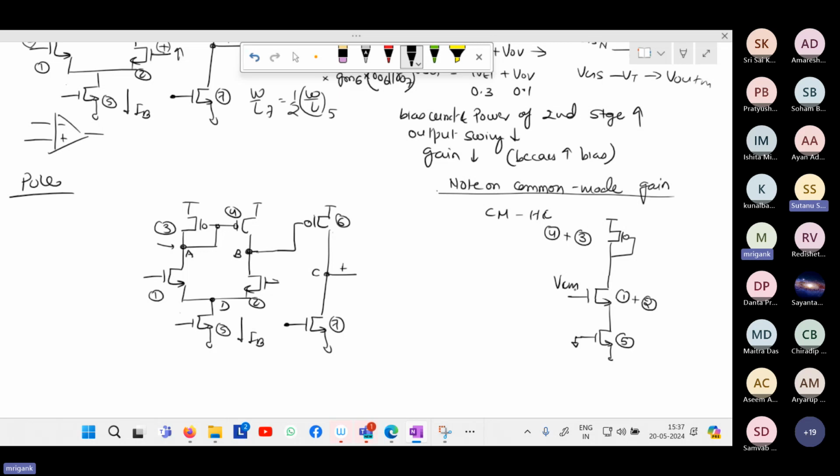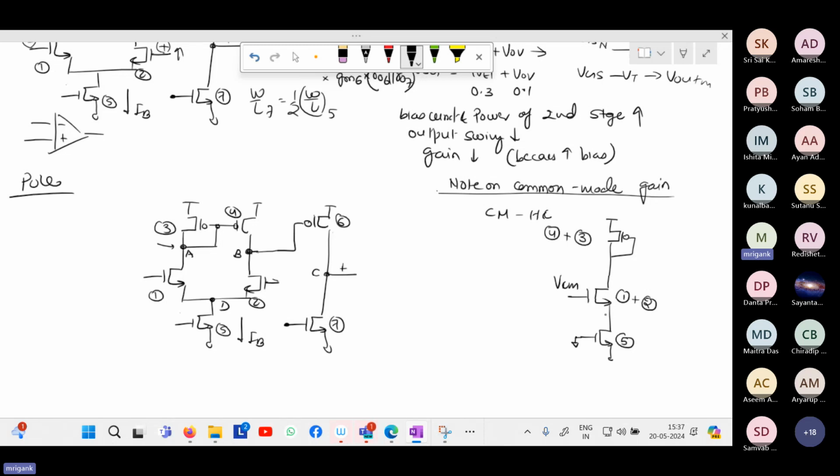Sir, one reason may be the parasitic capacitance. Parasitic capacitance is where? Which node parasitic capacitance will affect the common mode gain? Drain to source, sir. Of what? Of the fifth one, sir. M5.